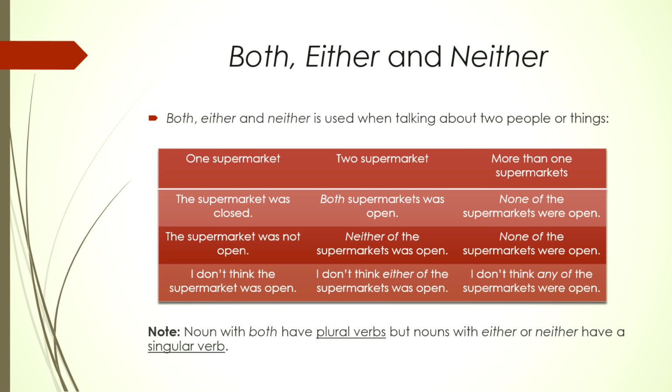I don't think the supermarket was open. I don't think either of the supermarkets was open. Like the other examples, in this sentence, either is used for two things or two people. As we said before, generally in negative sentences, any is used. And in this example, the subject used any for a negative sentence. It is important to note that nouns with both have plural verbs, but nouns with either and neither have singular verbs.